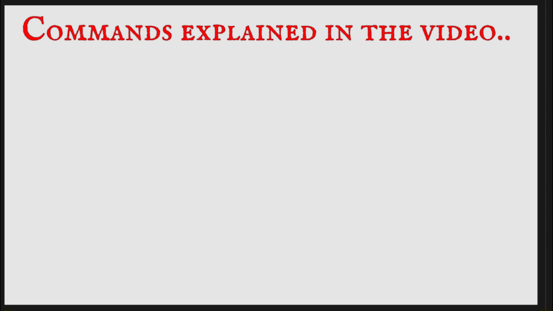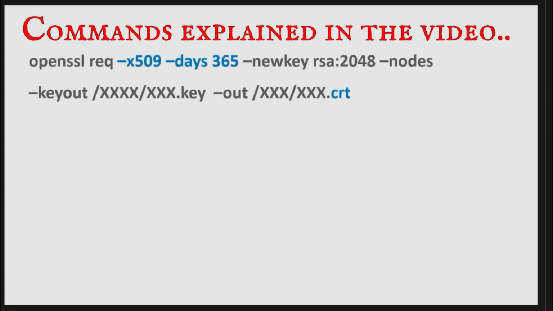In case of generating a self-signed certificate and the key, you will use this command: openssl req -x509 -days, the number of days you need, then the key, which is the algorithm, then -nodes, meaning without password, then -keyout where you want the key, and where you want the certificate.